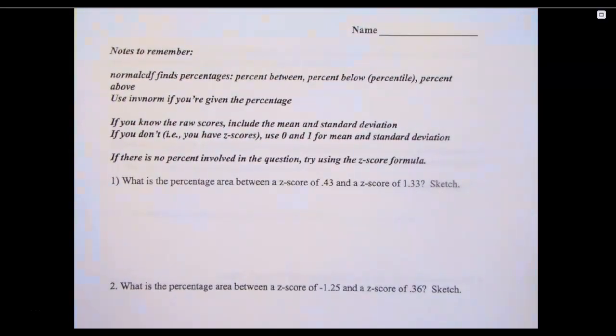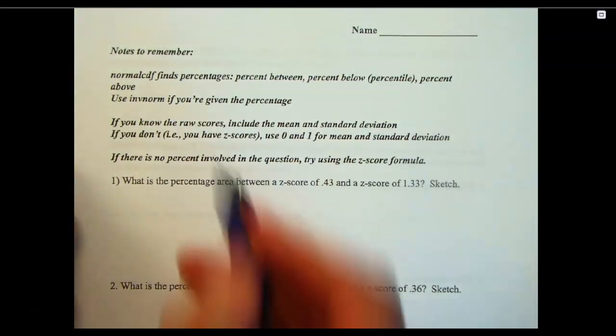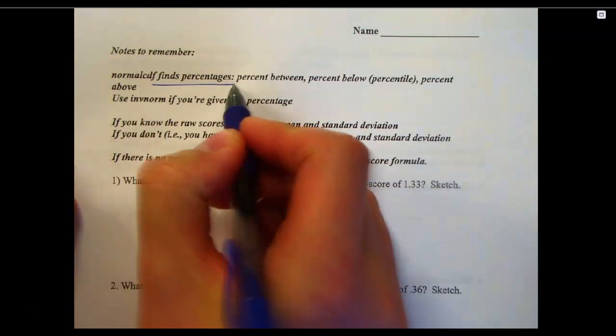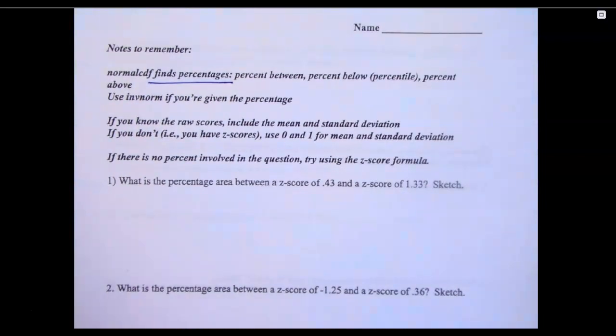So, again, there's three things basically in this unit. Normal CDF finds percentages. So percent above, percent below, percent between, percentiles. Percentiles is the same as which one? Percent above, below, or between? Percentile is percent below. I guess it is written right there. I didn't realize that.